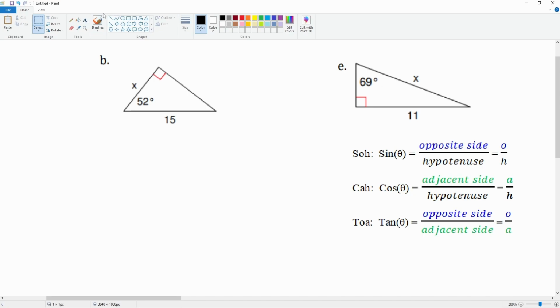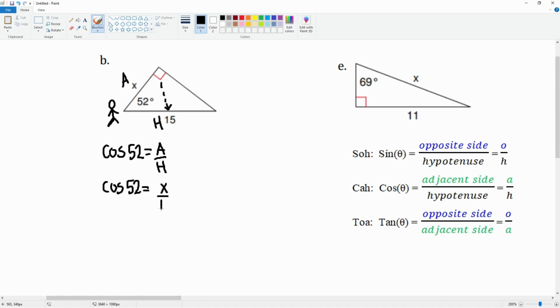We draw that person next to the angle, and let's label the information. Notice this is opposite to the 90 degrees, so this is the hypotenuse. The x is the adjacent. So adjacent and hypotenuse, that is cosine. So cosine of 52 degrees is going to be adjacent over hypotenuse. That means cosine of 52 is equal to x over 15.